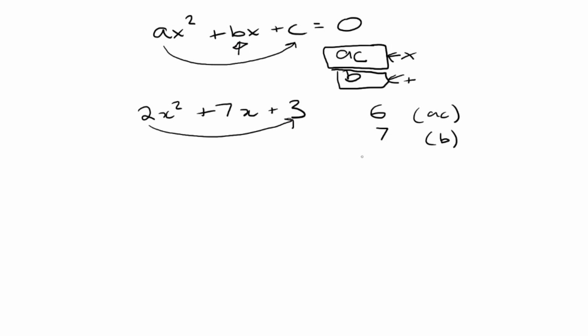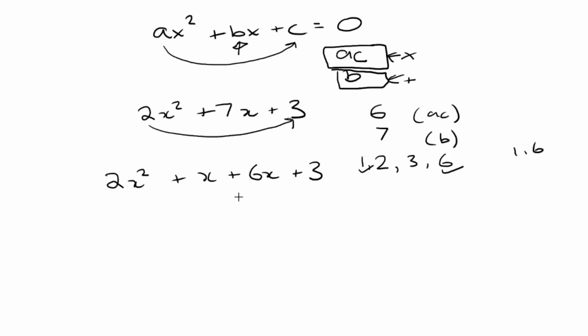So one thing we can do is list out the factors. We know 1 goes into 6, so does 2, so does 3, so does 6. And out of these, we have to pick the numbers that will add to give 7. Well, that's easy in this example because that's 1 and that's 6. So 1 and 6 are going to be the terms that we will use. So we rewrite this in the following way: 2x squared plus x plus 6x plus 3, right?